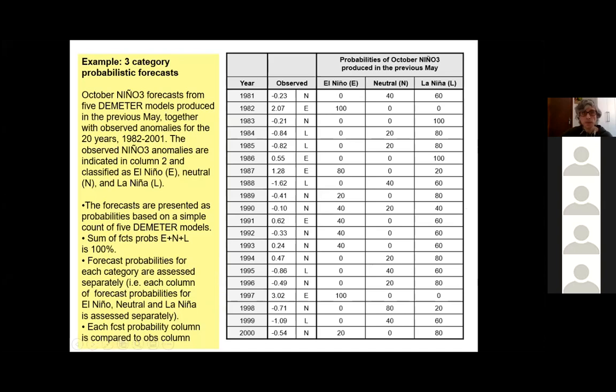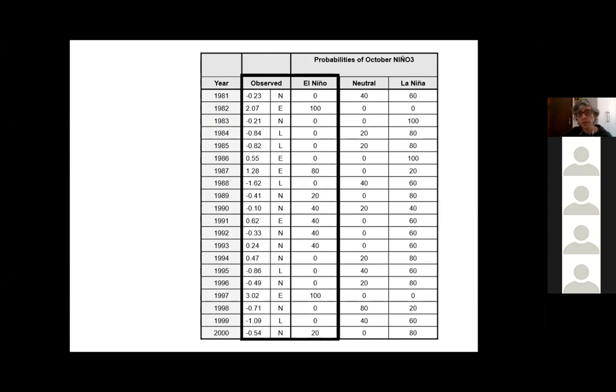So I will briefly now illustrate how you can compute this curve in practice with this example of sea surface temperature forecast for the Niño 3 region in the equatorial Pacific. And here you have 20 years of observations and 20 years of forecast probabilities for the occurrence of El Niño, neutral or La Niña conditions. And we will assess in particular the quality of the El Niño predictions.